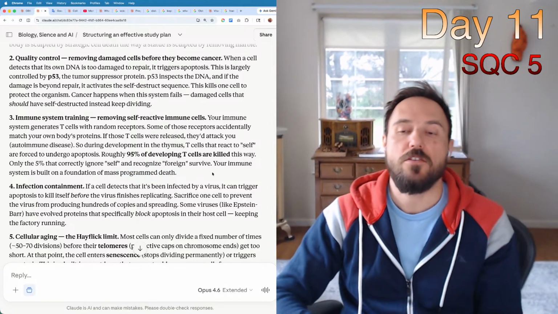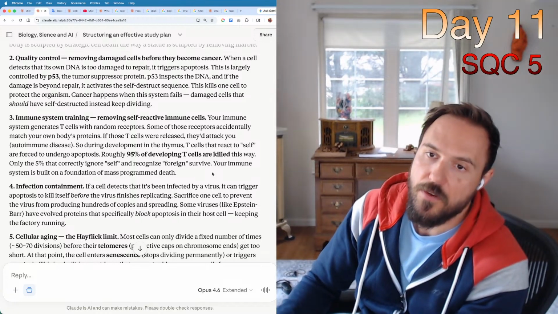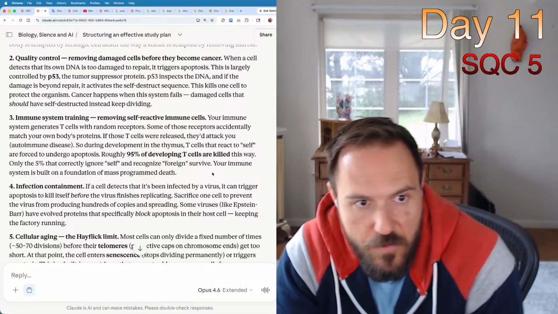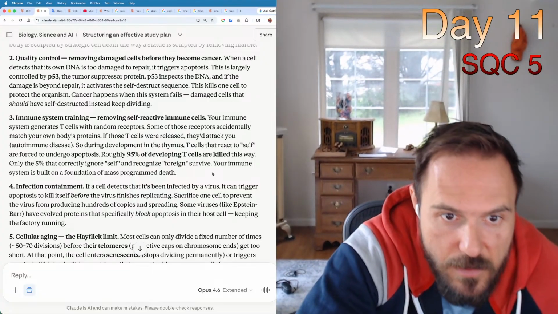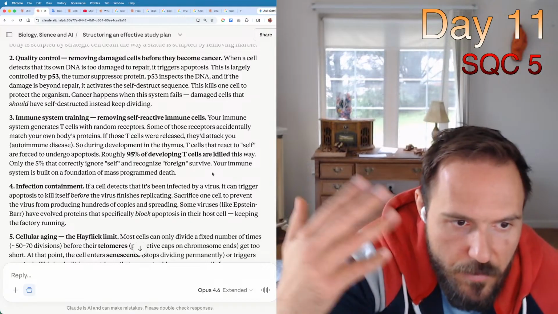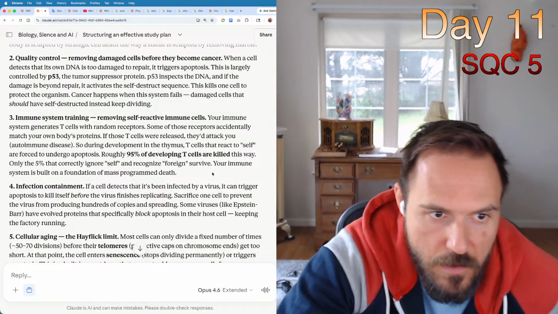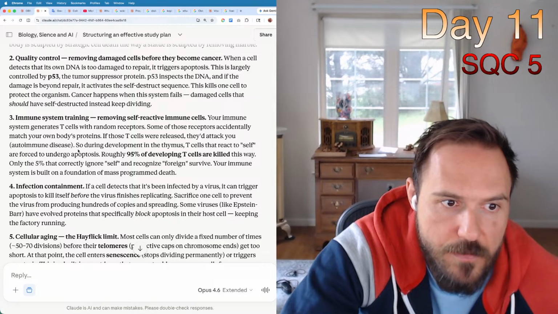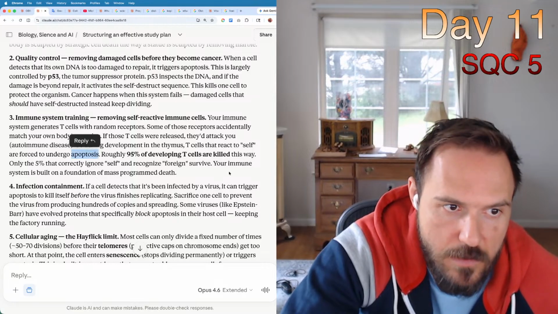This is interesting. So if they don't kill themselves, then they replicate, I'm assuming, and they survive. But 95% of T cells are killed by, I forgot that name, self-determination, suicide. Of developing T cells are killed this way. Apoptosis.